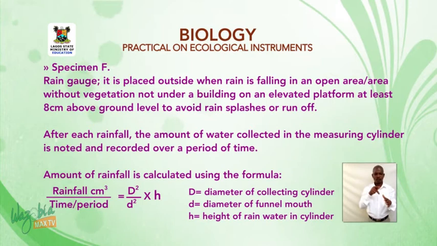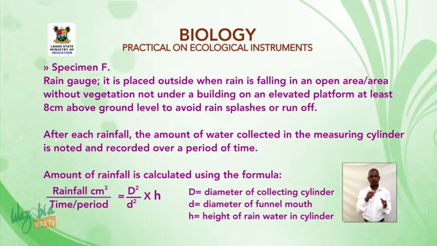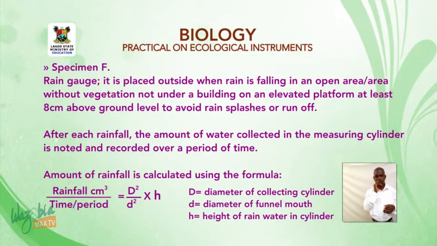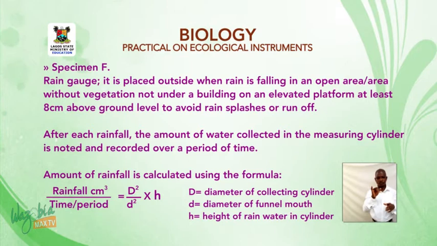Amount of rainfall is calculated using the formula: rainfall in centimeters squared over time or period, which also equals capital D squared over small d squared times small h, where capital D equals diameter of collecting cylinder, small d equals diameter of funnel mouth, and small h equals height of rainwater in cylinder.